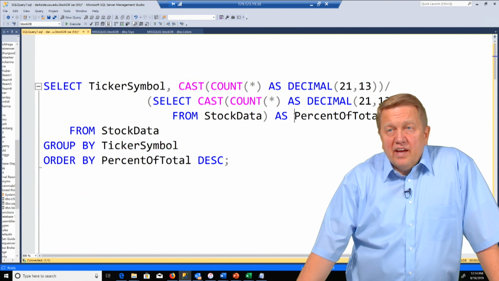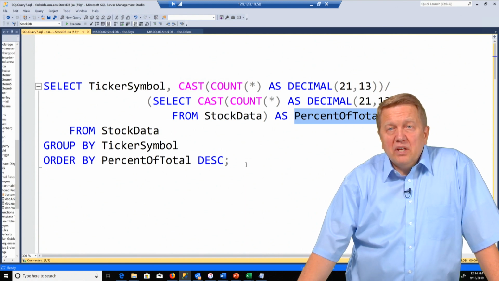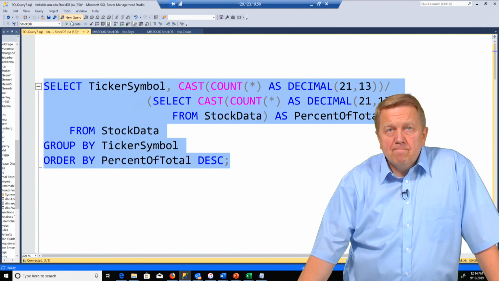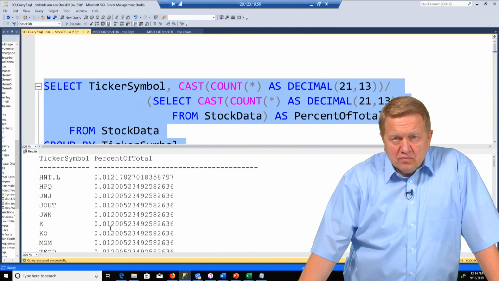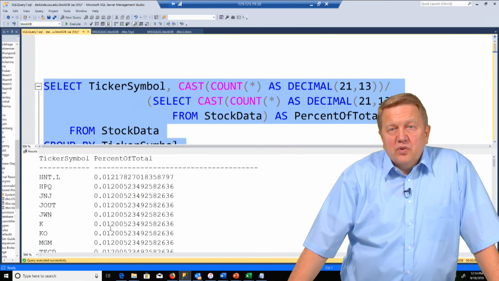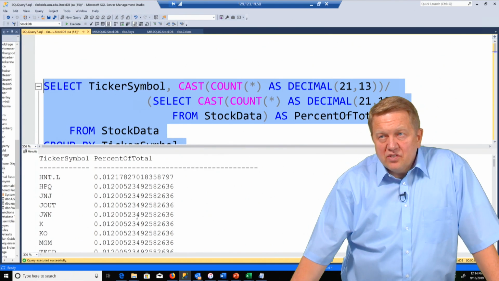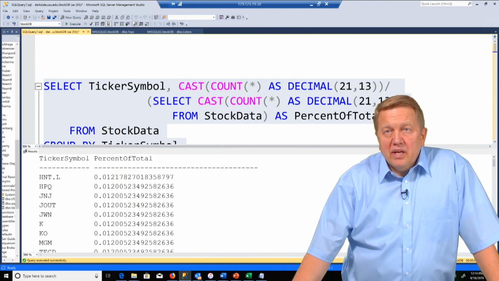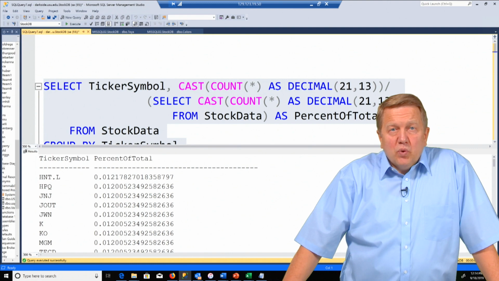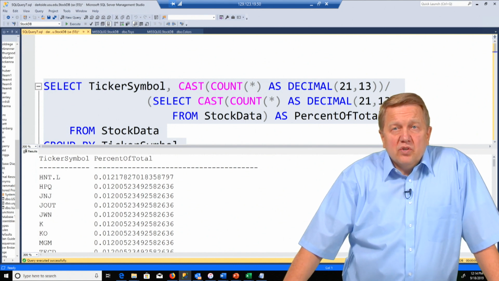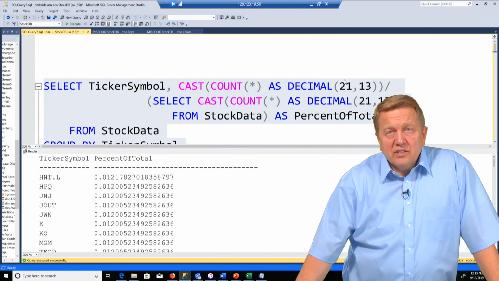Now, at the end, the alias here is percent of total, and then I'm going to order by percent of total descending. So it's going to show me the ticker symbols that have the highest percentage of rows. So let's run that. You'll see pretty low numbers. Because we have 100 stocks, and so you'd see somewhere a little more than 1% to a little less than 1% by the end, depending on how long that stock has been trading. So the big takeaway on this one is doing a subquery in the outer select, and the other big thing is that to do integer division, we have to do a cast to a decimal, or that's one of the solutions.